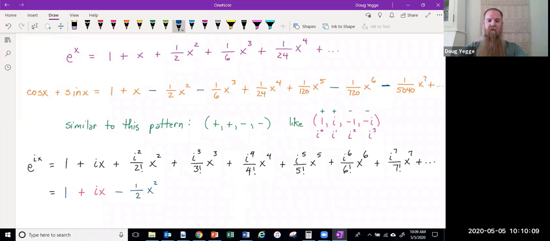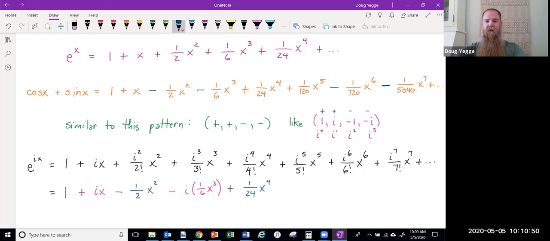But then notice i cubed is negative i. So that next term becomes negative i over 3 factorial, which is over 6. But I'm going to rewrite this a little bit differently, and I'm going to write this as i times 1/6 x cubed. Then let's go to the next one, i to the 4th. Well, i to the 4th is 1. So that means that I'm going to be adding 1 over 24 x to the 4th.